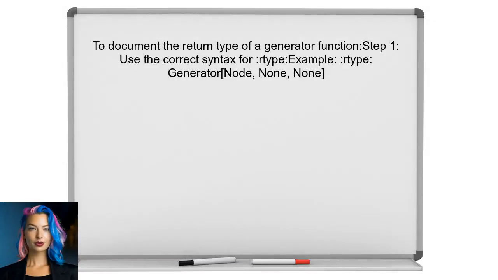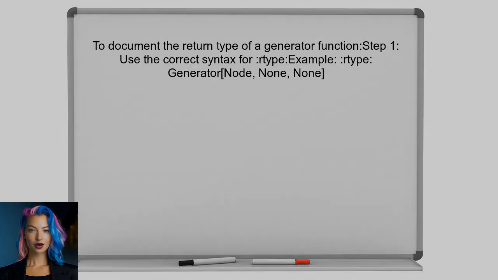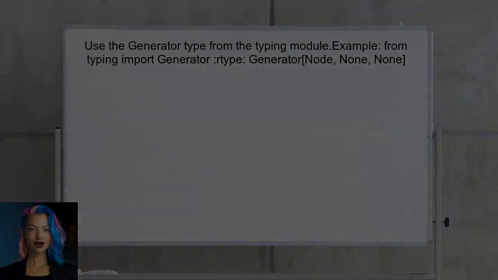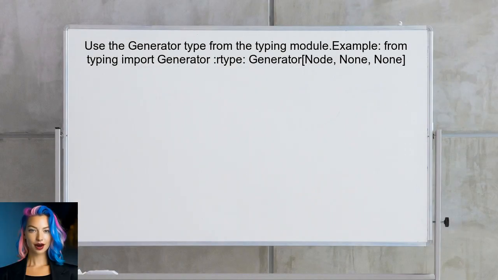To document the return type of a function that yields a generator of Node objects, the user should specify the return type in the docstring using the correct syntax. In this case, the user should use the Generator type from the typing module. This allows for a clear indication of what the generator yields.